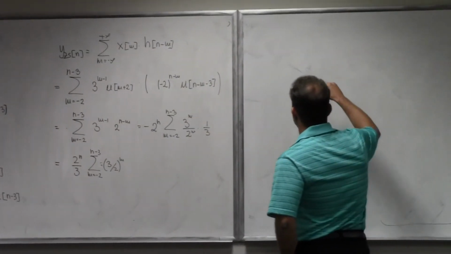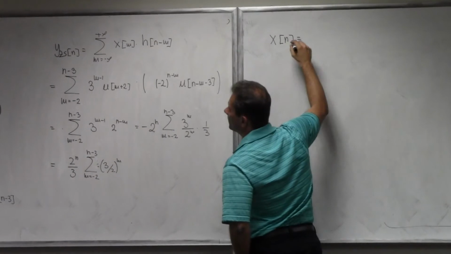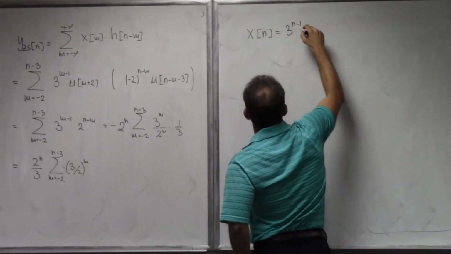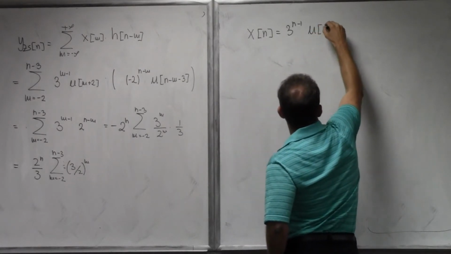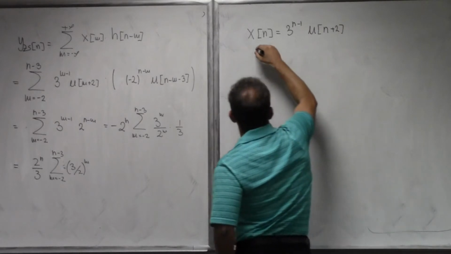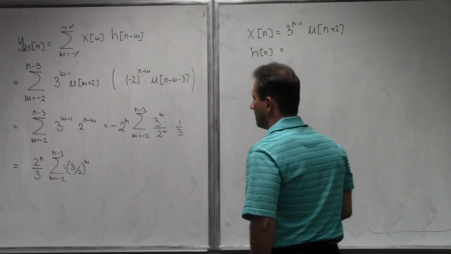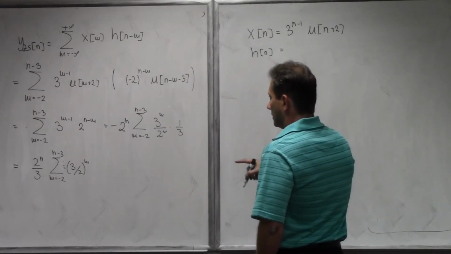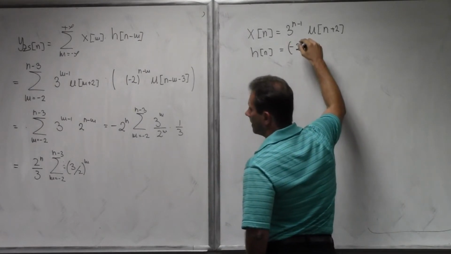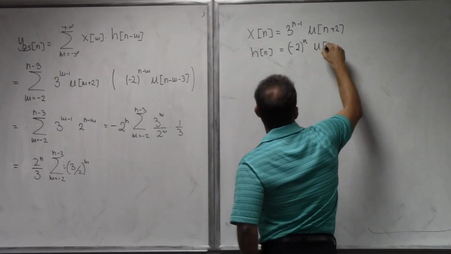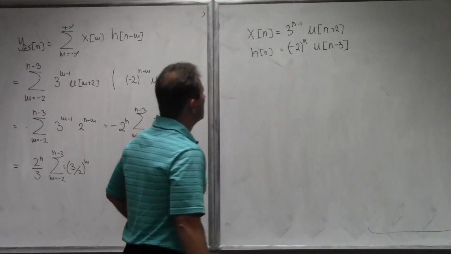The second way to treat this is this. Let's say x of n is given to me as 3 to the n minus 1, u of n. This is very good that you asked this question, because this is the way to do it. h of n is going to be equal to, I have it there, minus 2 to the n, u of n minus 3. Okay?